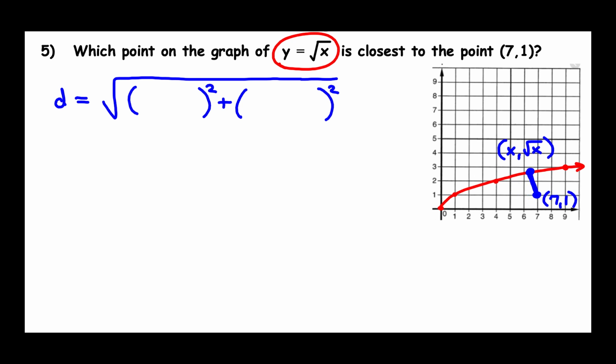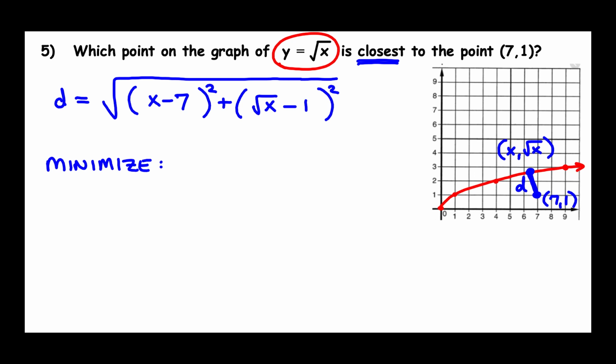All right, let's start out with the x coordinates. We have x minus 7, and that's going to get squared. And then in the y coordinates, we have the square root of x minus 1, and that's going to get squared. Okay, so far so good. We want to minimize d because we want to minimize the distance of this segment, because we want to get the point that is closest to (7, 1). So our goal is to minimize d, minimize distance.